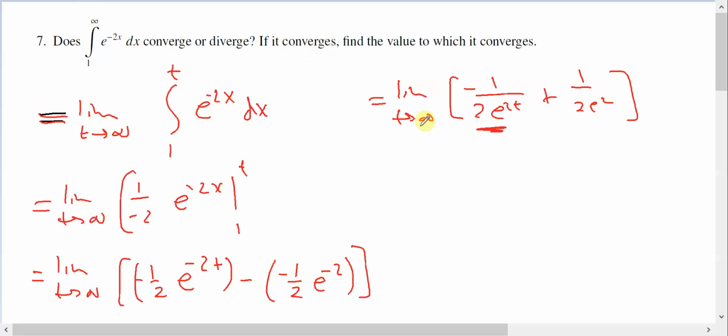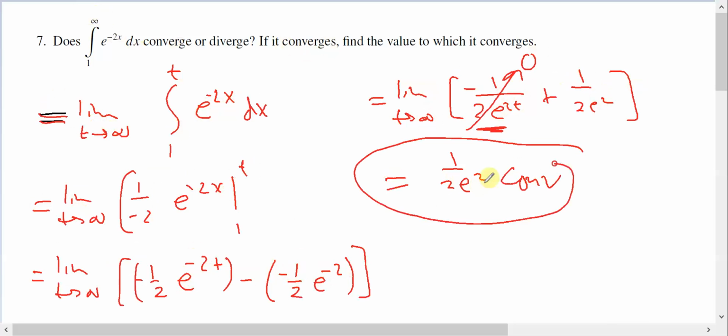This is the one I'm concerned with, and I can see that as t gets big, e to the 2t is going to get really big. So this denominator is going to get really big, which takes that fraction to 0. And if that fraction is going to 0, then my answer is going to end up being 1 over 2e to the 2. Which means the thing converges, and that's what it converges to.